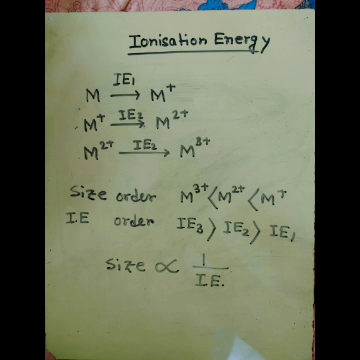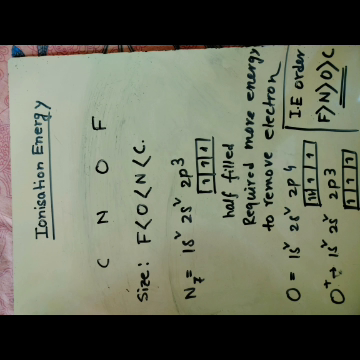Though there are some factors on which ionization energy actually depends, because sometimes some atoms have a stable electronic configuration, that is half filled or full filled. If any atom has a half filled electronic configuration, then you know it is very stable, so it requires more energy to remove one electron. Similarly, if an atom has a full filled electronic configuration at its valence shell, then again it requires more energy to remove electrons. For example, carbon, nitrogen and oxygen.